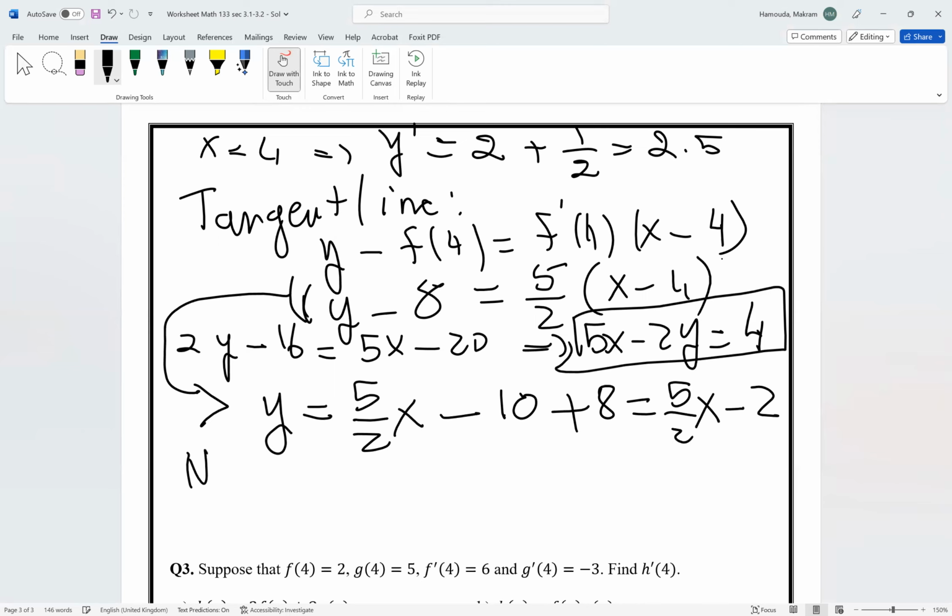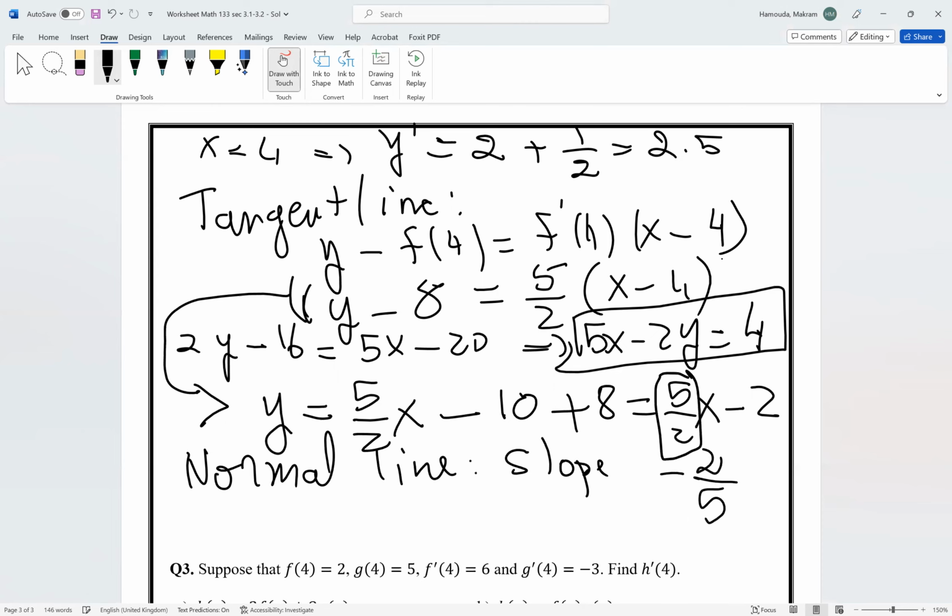However, the normal line is easier, because I know that the slope of the normal line will be the inverse of the slope here, this one. So make it a bit 2 over 5 and add minus.